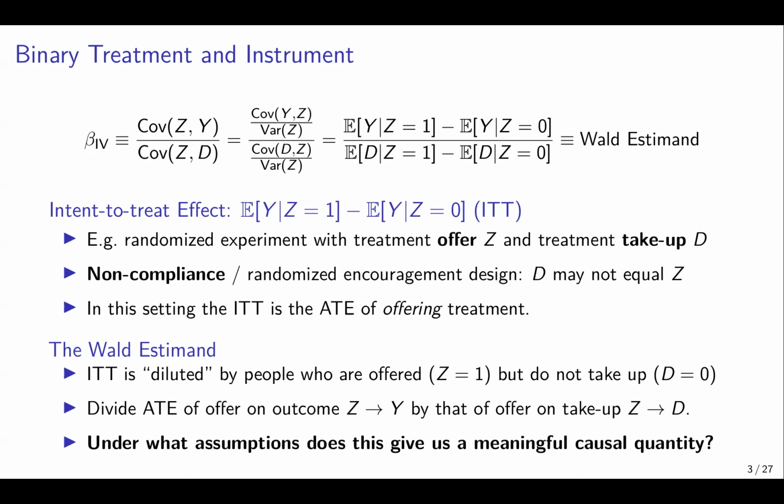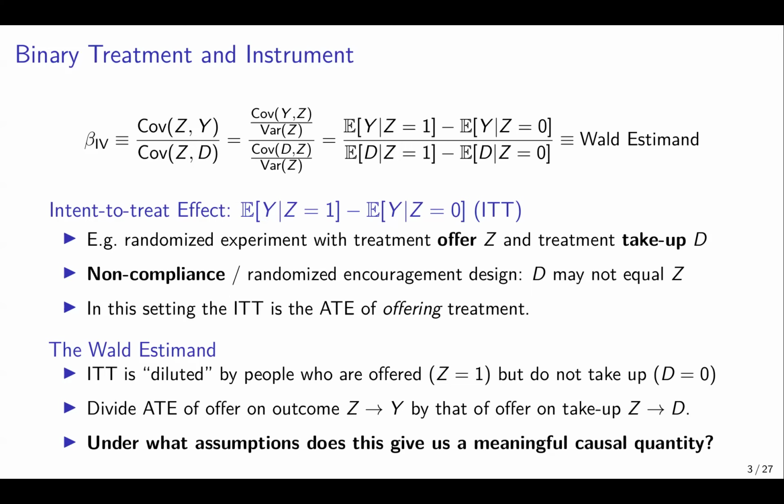And proceeding similarly for the denominator in that fraction, the covariance of d with z divided by the variance of z is just the slope in a population linear regression of d on z. And again, because z is binary, you can work out that the slope from that regression is just the difference of means, the mean of d when z is 1 minus the mean of d when z is 0. And this particular ratio is usually called the Wald estimand. Let's take it apart. The numerator is simply the difference of means for y when z is 1 relative to when z is 0. This is often called the intent to treat effect.